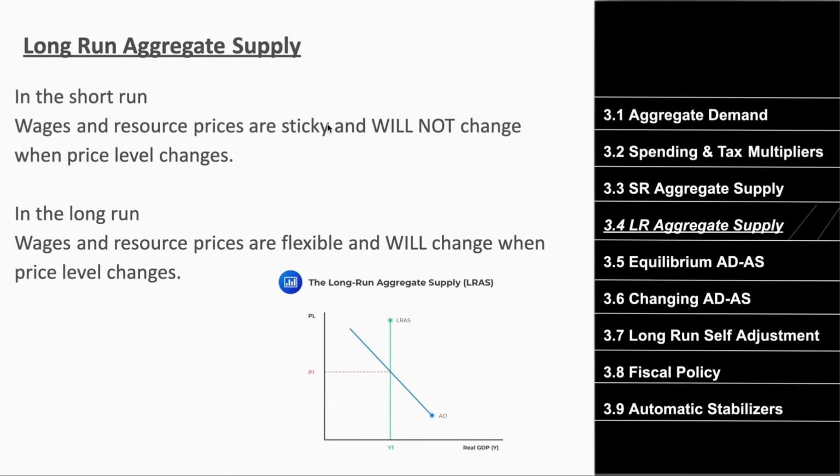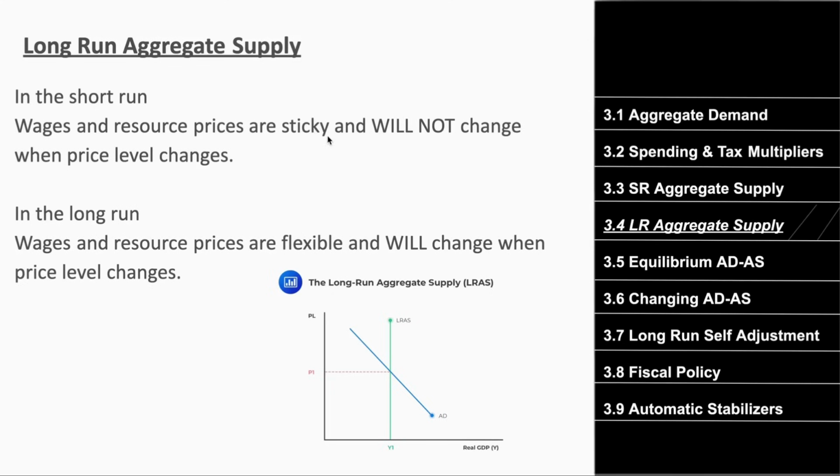4 or 5 years ago in 2021, 2020, there was a really high rate of inflation, 7-8% across the United States and a lot of other nations across the entire world. The problem was that wages didn't really increase with the increase in price level. So a lot of people did really suffer. Because in the short run, wages and resource prices don't actually change.